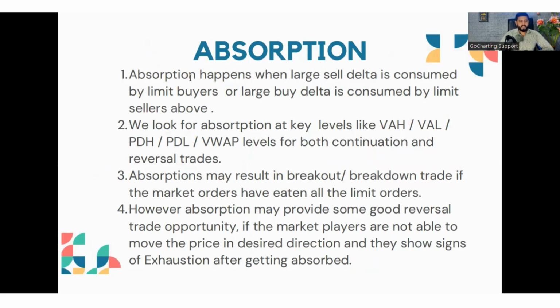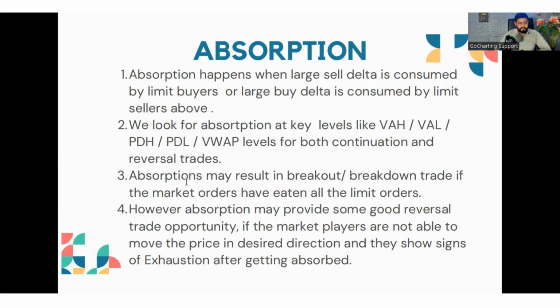Absorption happens when large sell delta is consumed by limit buyers or large buy delta is consumed by limit sellers above. Now, where do we look for absorption? We look for absorption at key levels. What are those key levels? Value area high, value area low, previous day high, previous day low, and VWAP levels, for both continuation and reversal trades. I will talk about continuation and reversal trades.